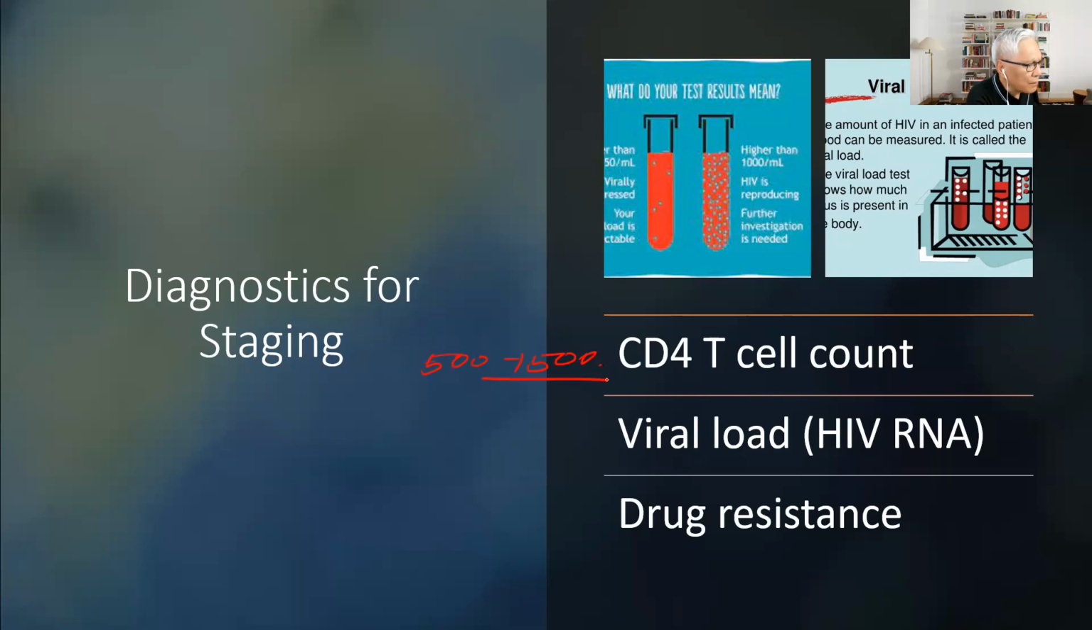That's the normal. And again, what is the definition of AIDS? The definition of AIDS is that you're going to have a CD4 cell count of 200. Okay. Now, another test is what is known as viral load. And a viral load measures the amount of virus in your blood.